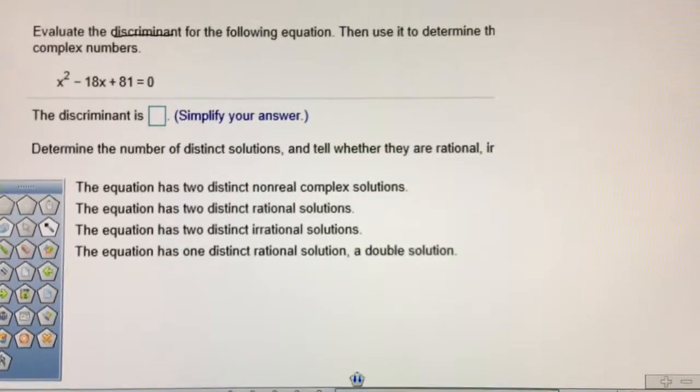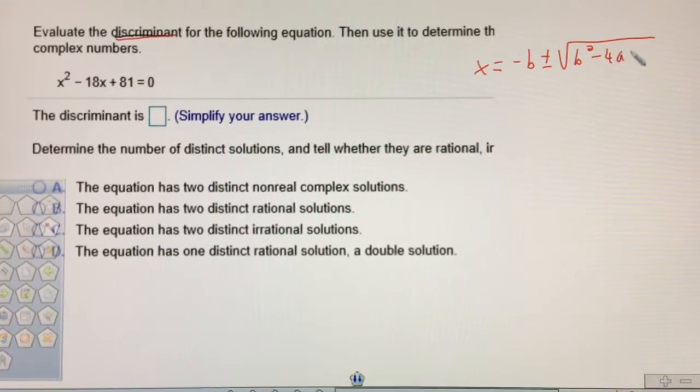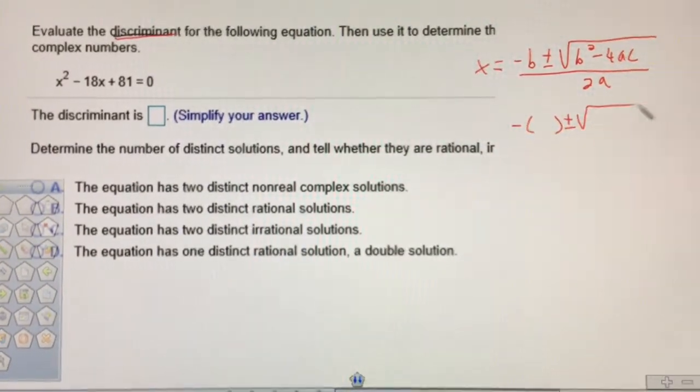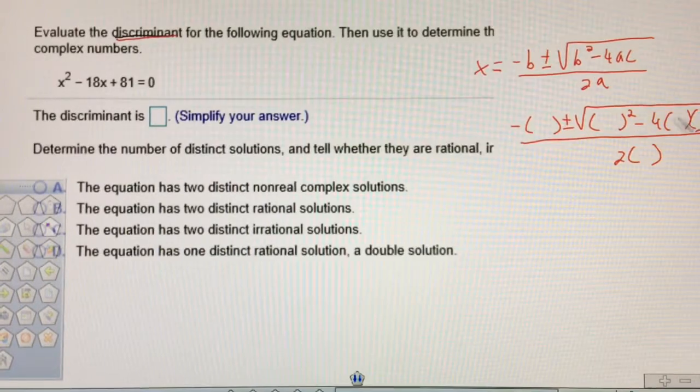Find the value of the discriminant. Now, the discriminant is just what's underneath the radical in the quadratic formula. So, quadratic formula, negative b plus or minus the square root of b squared minus 4ac all over 2a. And all I really need to do is fill in this stuff underneath.